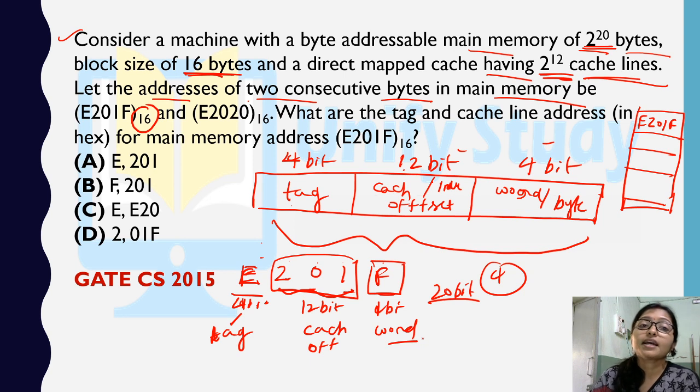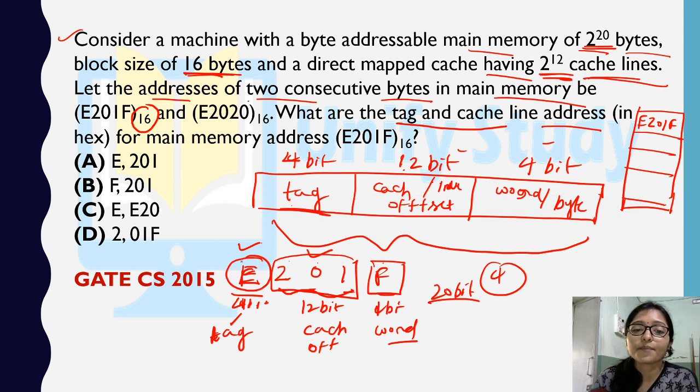Now it is asking what are the tag and cache line address, meaning this tag part and this cache line offset. The tag part is the first 4 bits, so the first digit is E. Clearly this is E. So you can easily eliminate the options with F and 2. The tag will definitely be E, right?